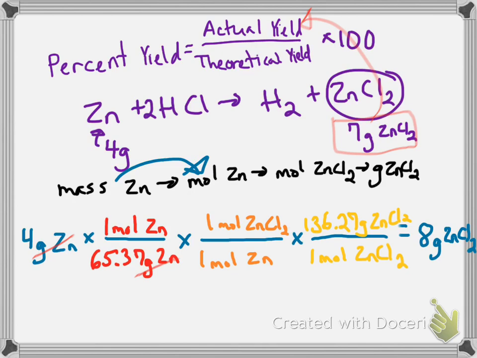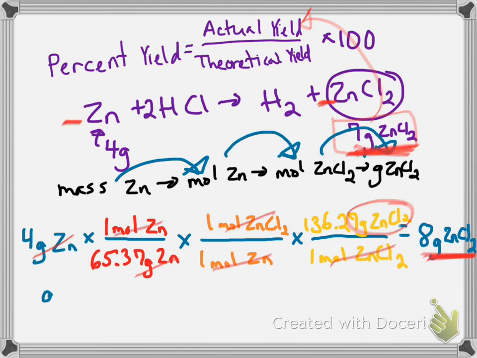So I just want you to notice, I slowly filled those in. The red conversion is the molar mass of zinc. So that's to get from mass of zinc into moles of zinc. And then my orange conversion is the mole ratio of zinc to zinc chloride. And then my yellow conversion is the molar mass of zinc chloride, which is what I wanted to end up with. Then I rounded to one significant figure, so that 8 grams of zinc chloride is my theoretical yield.